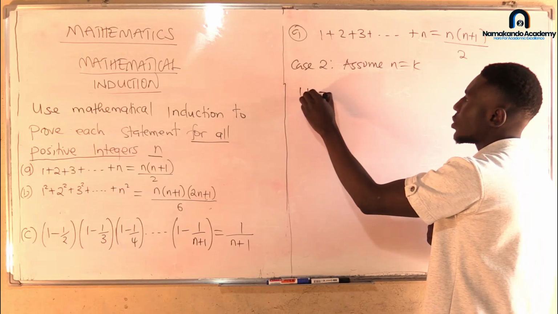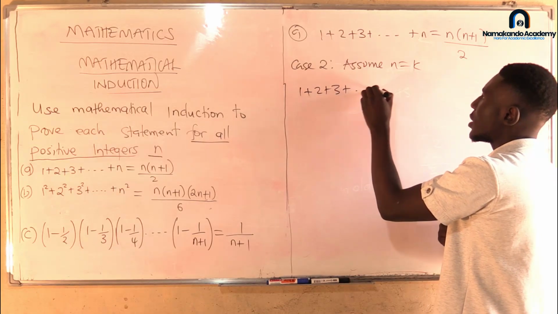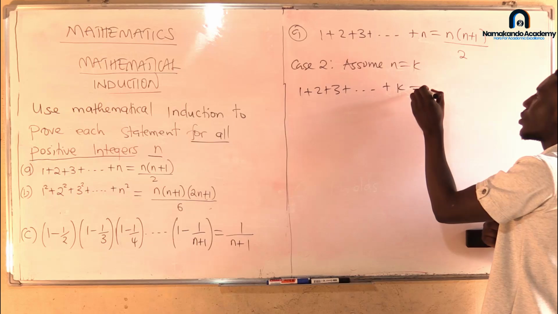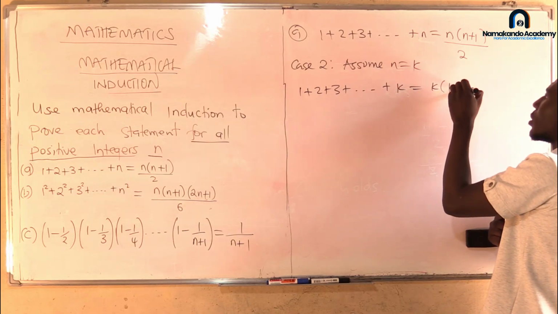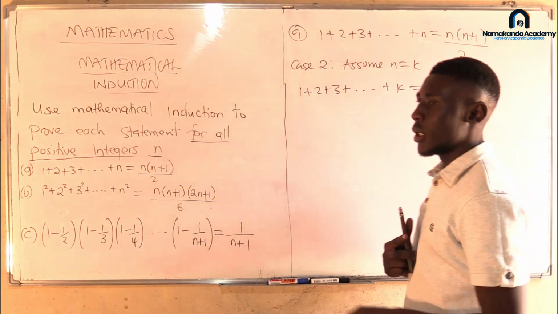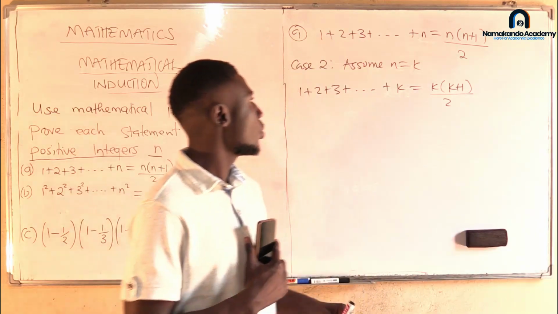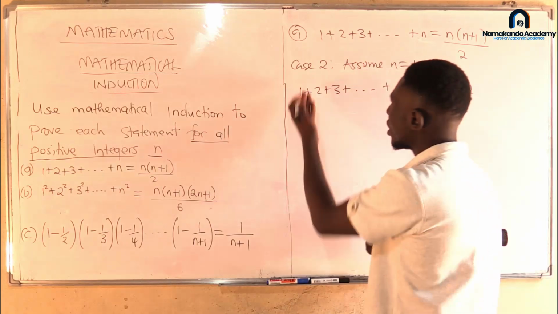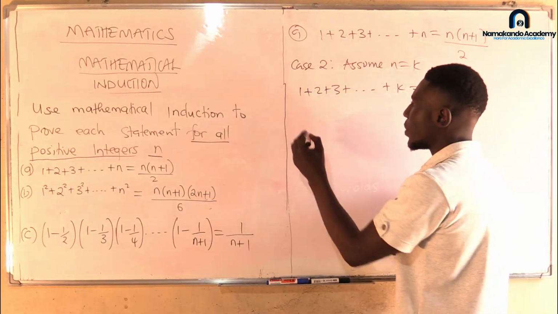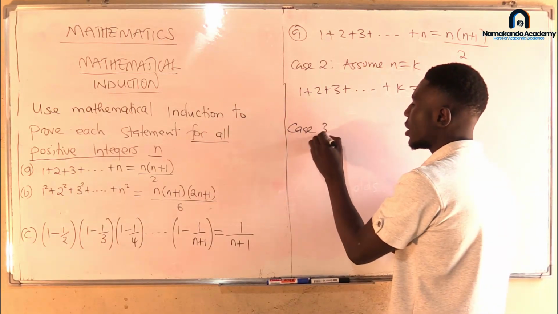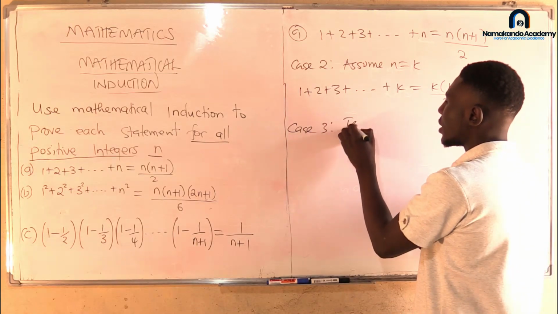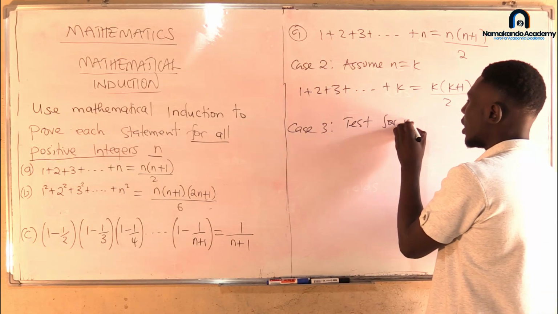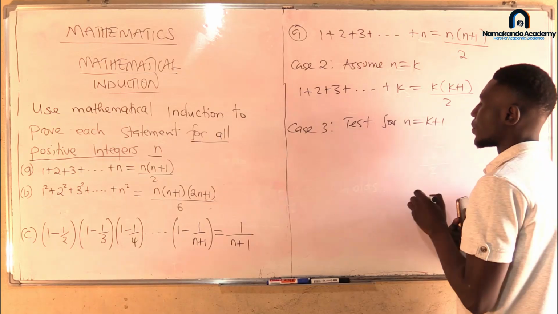So this gives us 1 plus 2 plus 3 plus k is equal to, okay. So that's what you're required to do on the second case. Then you proceed to the next case, which you can also define as a step. So the last case, which is case 3, here you test for n is equal to k plus 1.